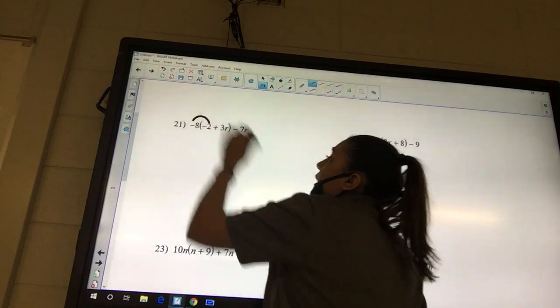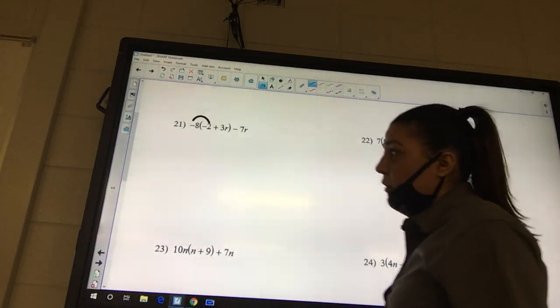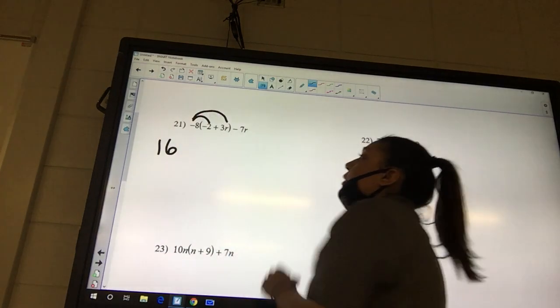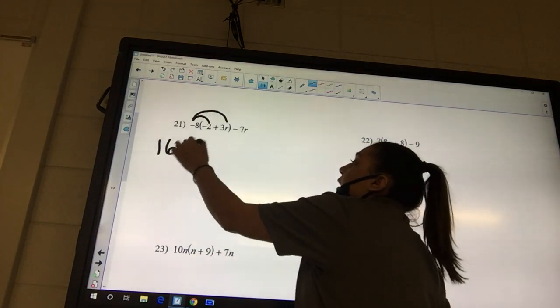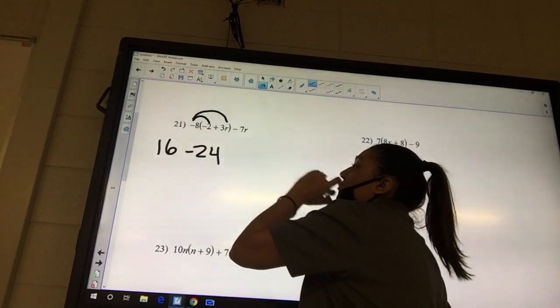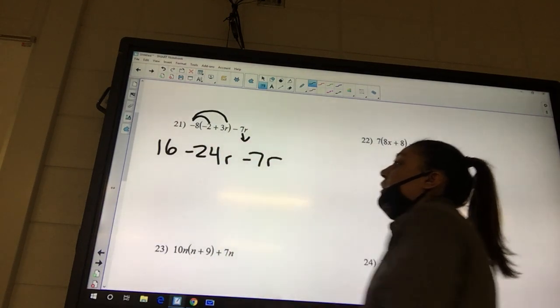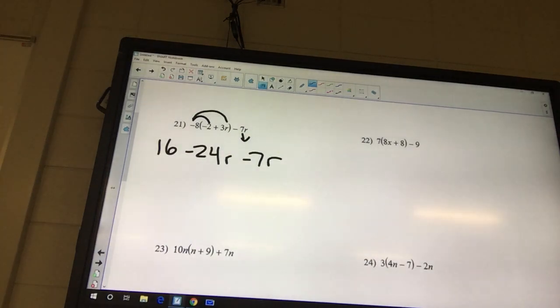Okay, negative 8 times negative 2, 16. Negative 8 times 3, negative 24. How many r's? 1. And then this negative 7r, you need to drop it down. We haven't done anything with it. And then we're going to combine like terms.